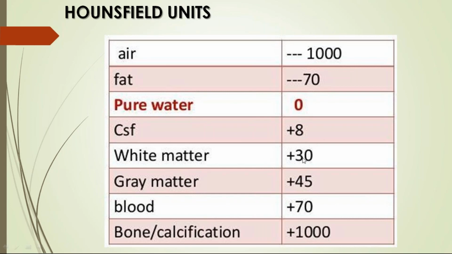For white matter of the brain, it is plus 30 Hounsfield units. For gray matter, plus 45. For blood, 70. And for bone or any calcification, it is 1000, and it depends on the calcification and maturity of the bone also. Sometimes up to 700 to 1000 is possible for bone or calcifications.